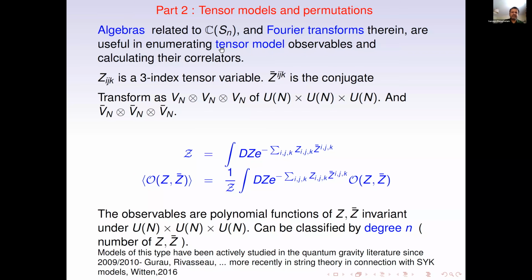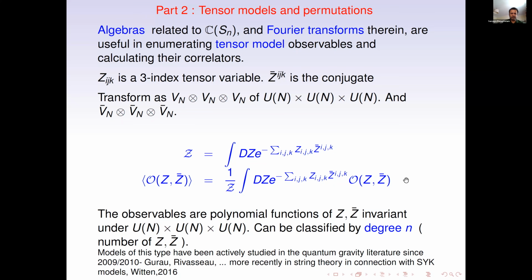So in tensor models, you again have algebras related to the group algebra of Sn. So here's the tensor model I'm thinking about. Take a 3-index tensor variable, and you have its conjugate, and a very similar measure to what we had before, with an exponential of this form. Again, we enumerate all possible observables, and then we consider the integrals of these or products of these observables.